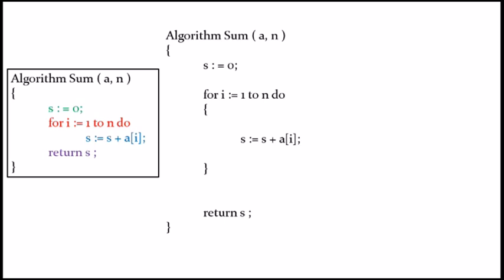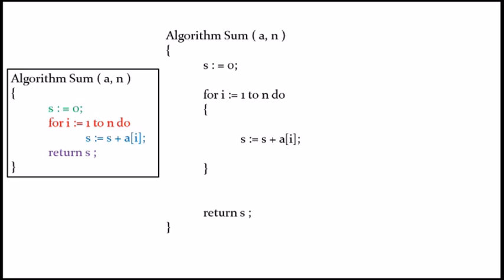So starting, we initialize s by 0, and then in the for loop starting from 1 to n, we are repeating the statement, and the statement in the for loop is s equal to s plus a of i. So basically we are adding the value stored in the array into s, and finally we are returning the value s. So now we will see how to calculate the time complexity of this particular algorithm.